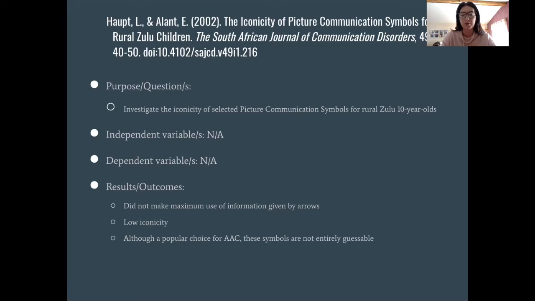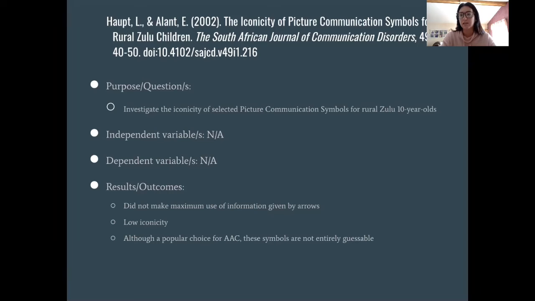This study also showed that when the children selected a symbol to match the label given to them verbally, many of them did not make maximum use of the information that was provided by the arrows in the symbols. So this could be an explanation of why there was low iconicity, since participants did not make use of these arrows. This also shows us that arrows in symbols may not improve iconicity, or that special training in the use of arrows might be needed.